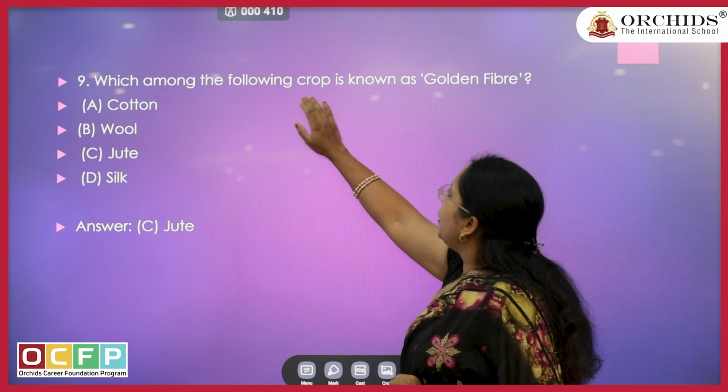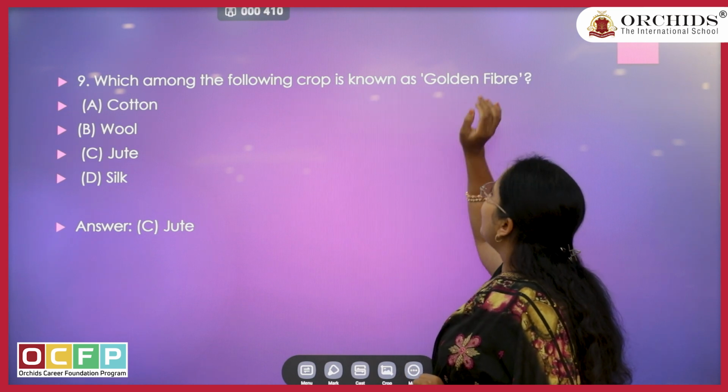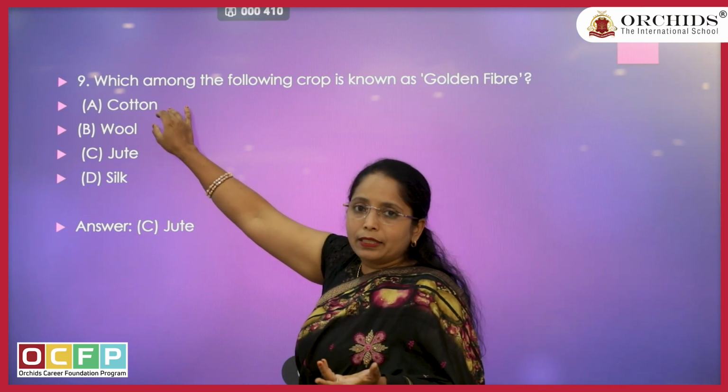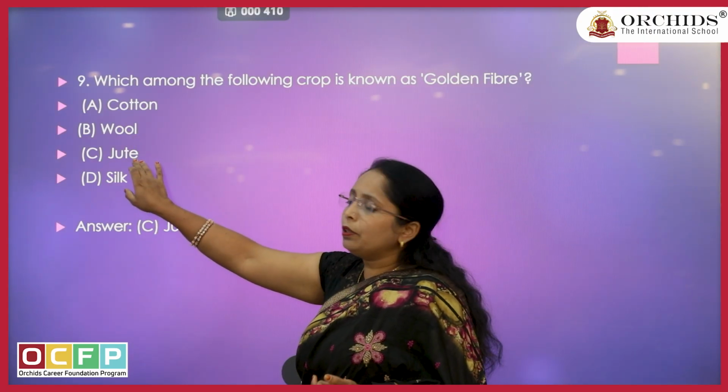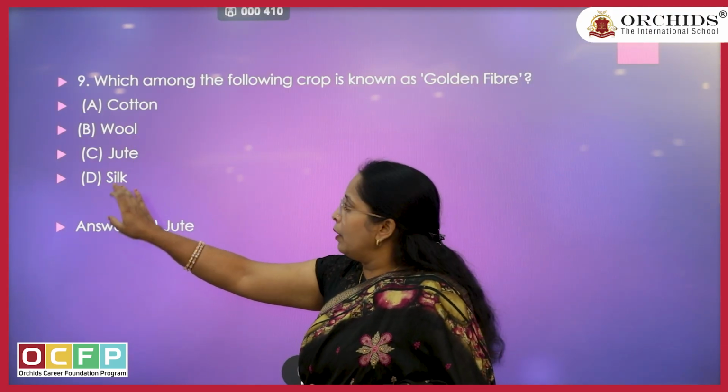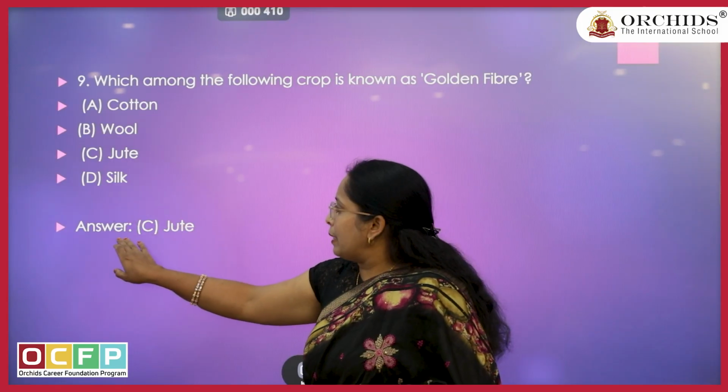Which among the following crops is known as golden fiber? Not cotton, it is white in color. Not wool also, it may be of different colors. Jute, you can see it is always golden in color. So with common sense also you can answer jute.